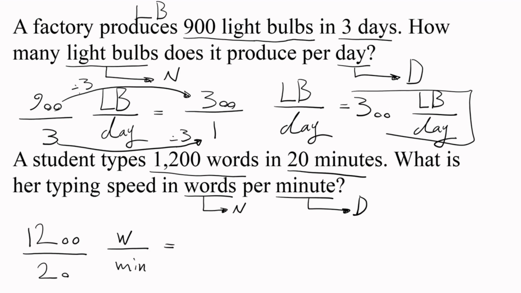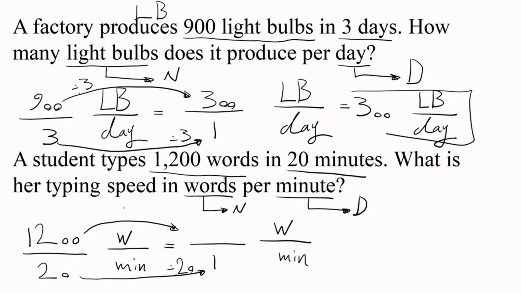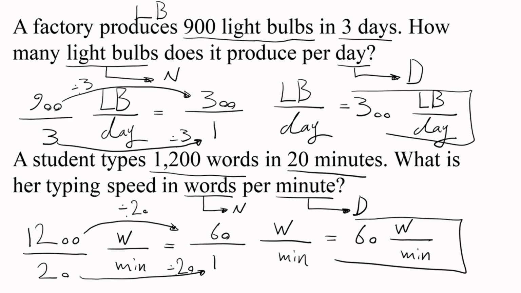As I told you, I must make the denominator 1, so word per minute again. When I want to make the denominator 1, it means I must divide this by 20, and I must do exactly the same with the numerator. And I'm going to have 60. So the final answer will be 60 word per minute. And this is the only correct answer of this example.